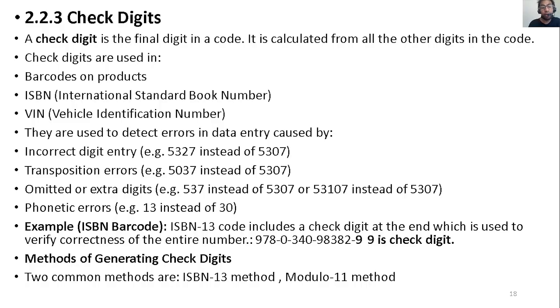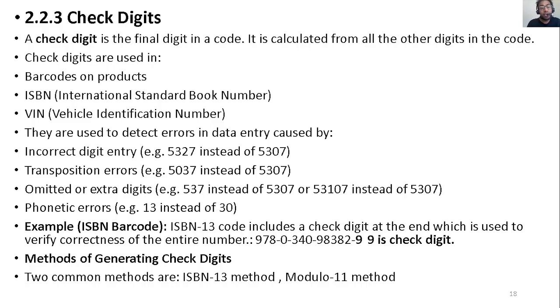Incorrect digit error, 5327 instead of 5307. And we have omitted or extra digits. For example, there is 537 instead of 5307, or 53107 instead of 5307. It means that a digit may be omitted, or an extra digit may be added to the original number.